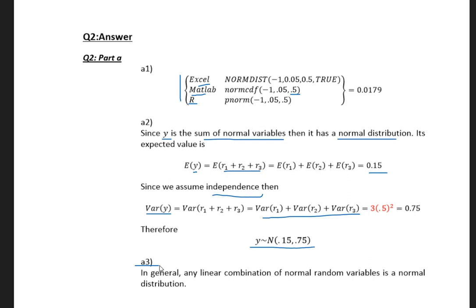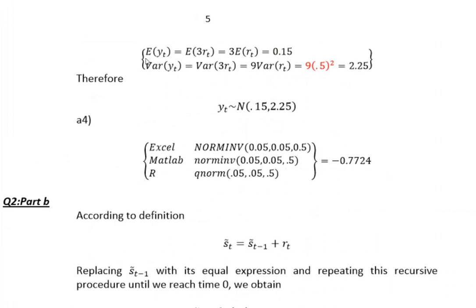For the next part, it still uses the same property that a linear combination of random variables is a normal distribution. So we simply find the expected value and variance of this distribution, and after doing the calculation we come up with these two numbers. So the final answer to this question is that y(t) has a normal distribution with this mean and variance.